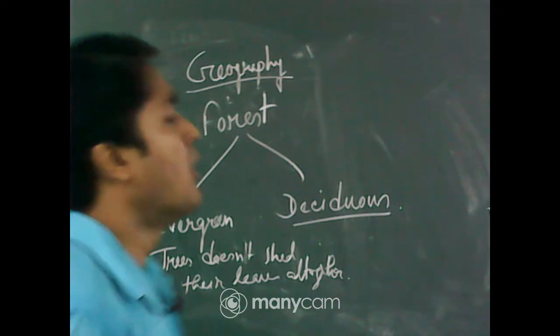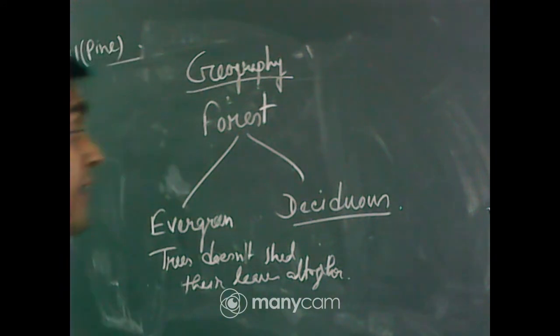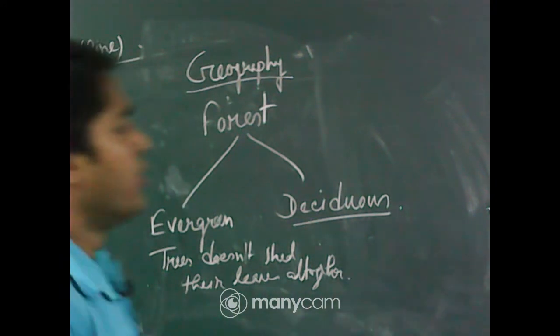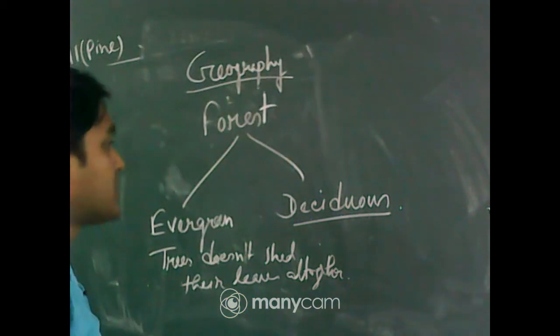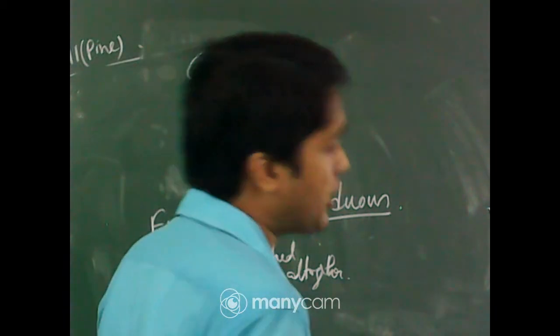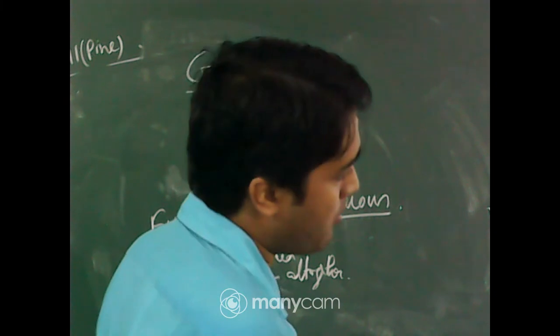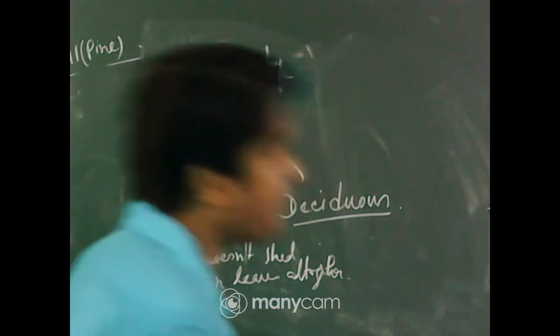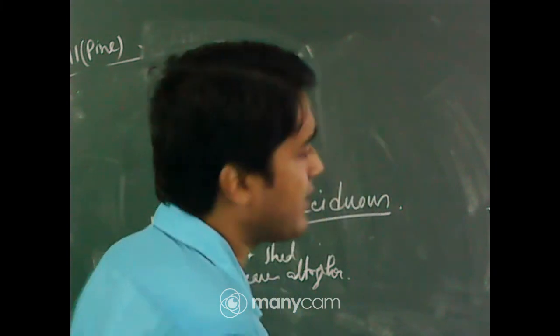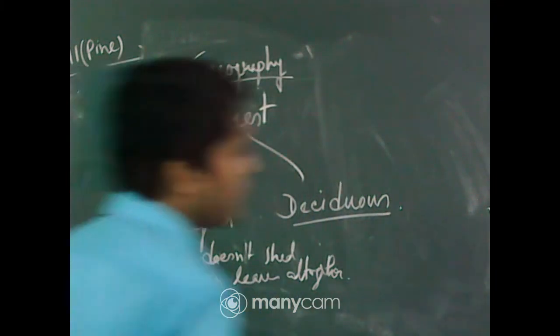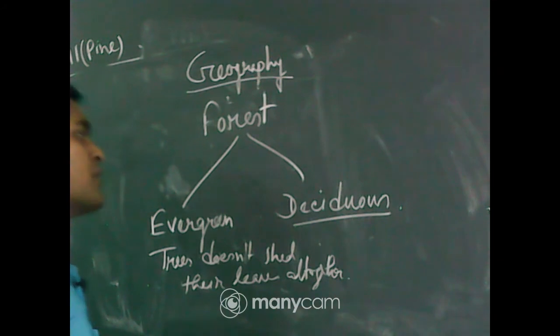Yes, loss of moisture, very good. Loss of moisture during the dry season. Transpiration also occurs, that's why trees shed their leaves to hold moisture in their body, to conserve loss of moisture through transpiration. Very good. That's why trees shed their leaves. And Sneha, your answer is also right, conserve water in their body. So these are deciduous trees and evergreen trees.